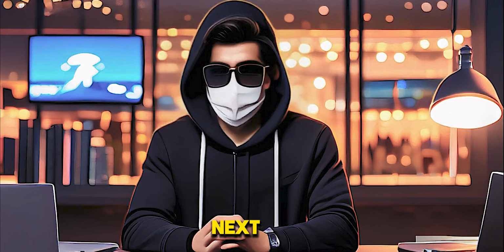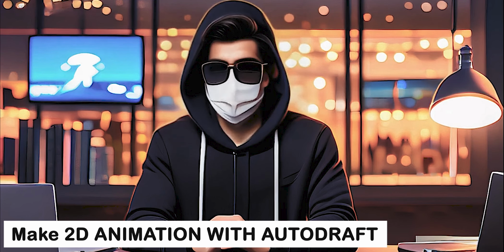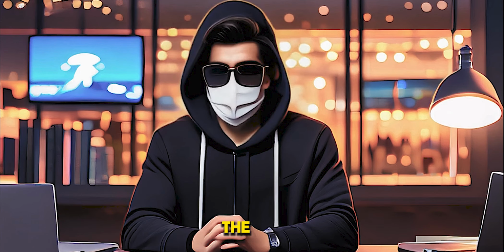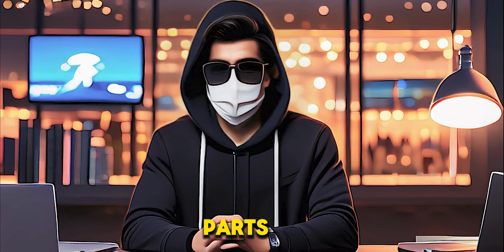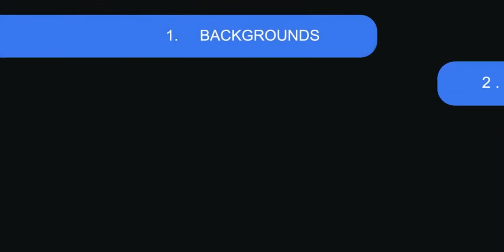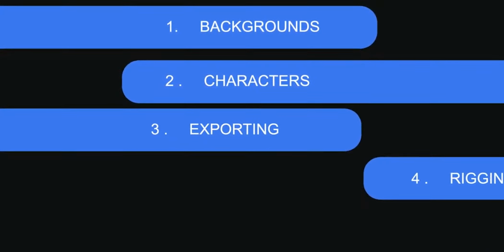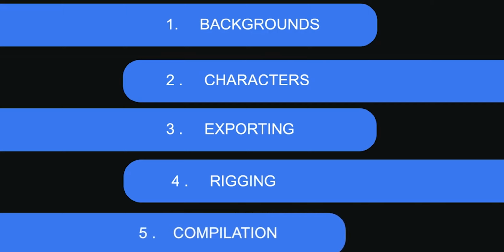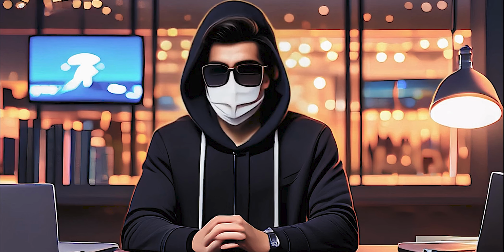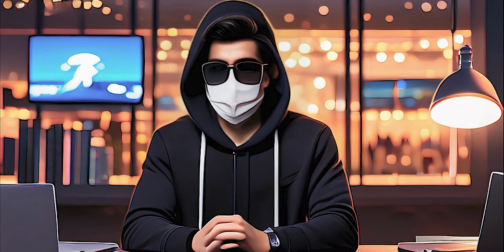All right, the next feature is to make 2D animation in Autodraft AI. Let's break the 2D animation workflow into 5 parts. Creating backgrounds in a specific style, creating character turnaround sheets, making these characters ready for rigging, and adding voiceover and compiling. You can generate backgrounds using text to image and image to image features like I showed you earlier in the video. So I won't waste time generating the background right now.